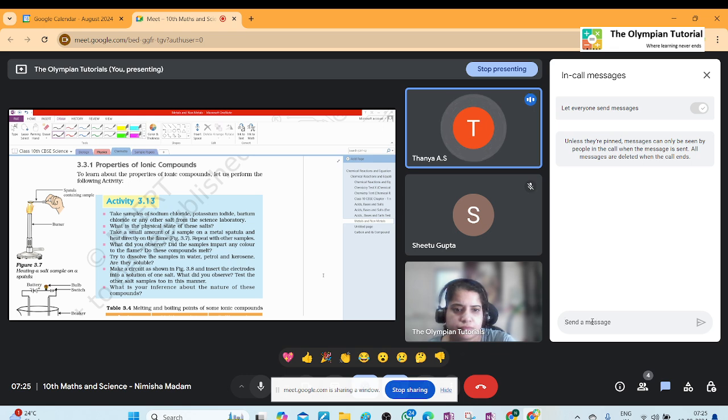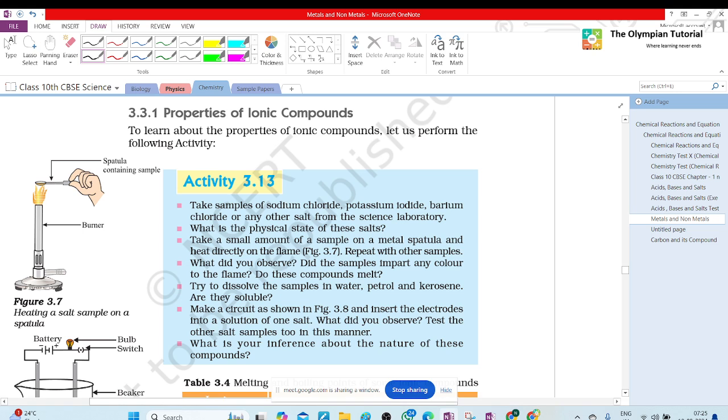To learn about the properties of ionic compounds, let us perform the following activity. Take samples of sodium chloride, potassium iodide, barium chloride, or any other salt from the science laboratory. What is the physical state of these salts? Take a small amount of a sample on a metal spatula and heat directly on the flame. Repeat with other samples. What did you observe? Did these samples impart any color to the flame? Do these compounds melt? Try to dissolve the samples in water, petrol, and kerosene.